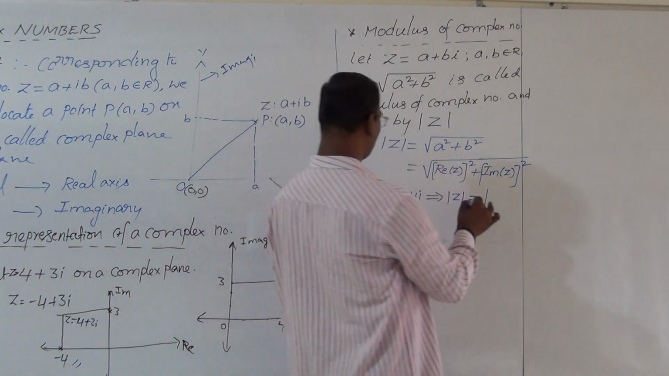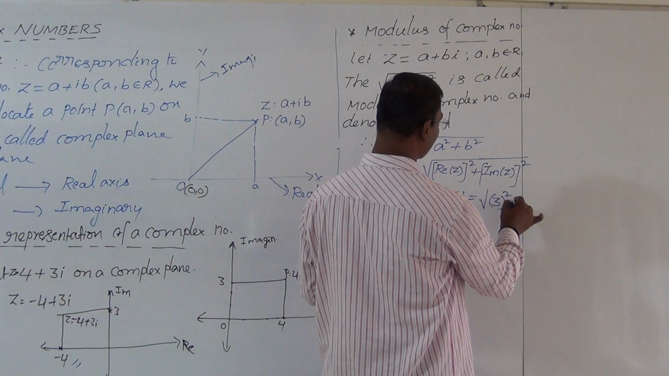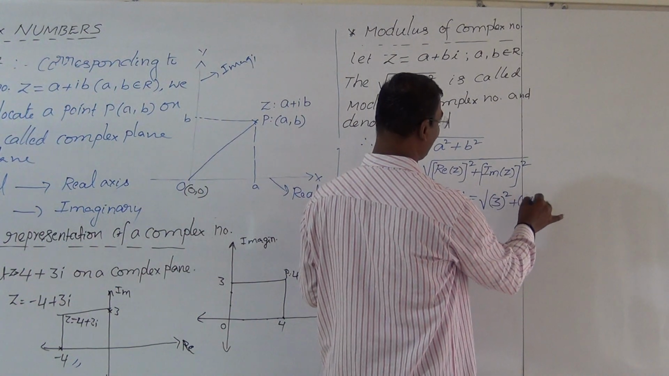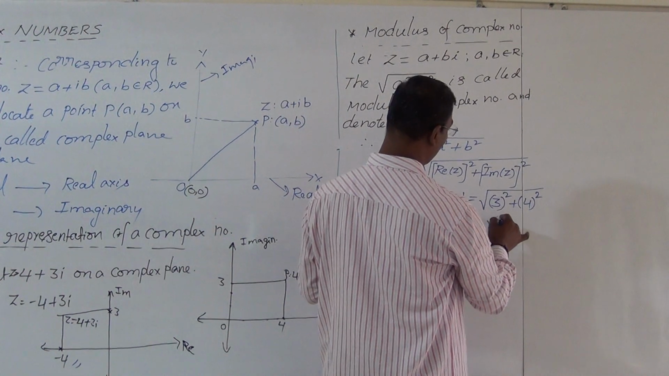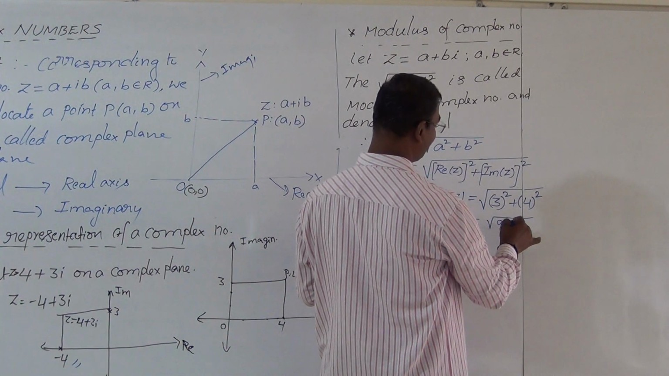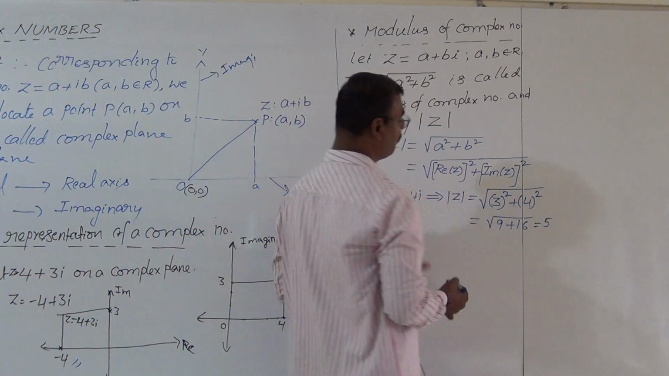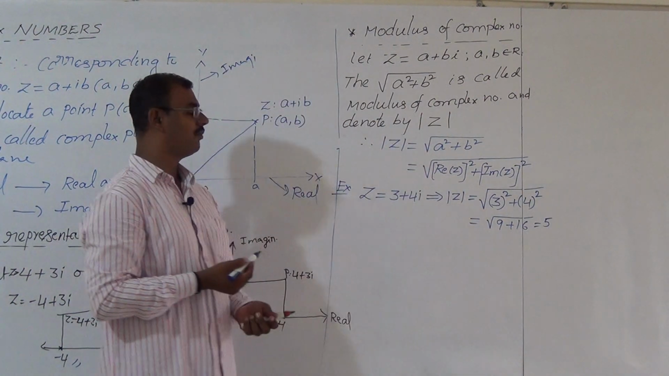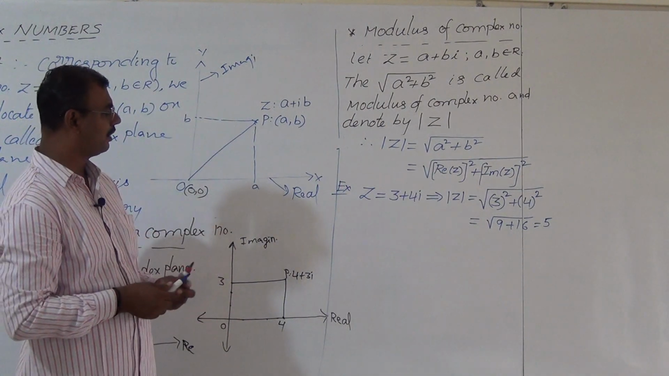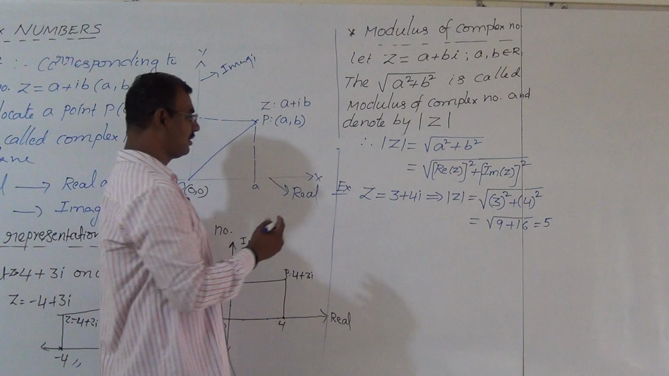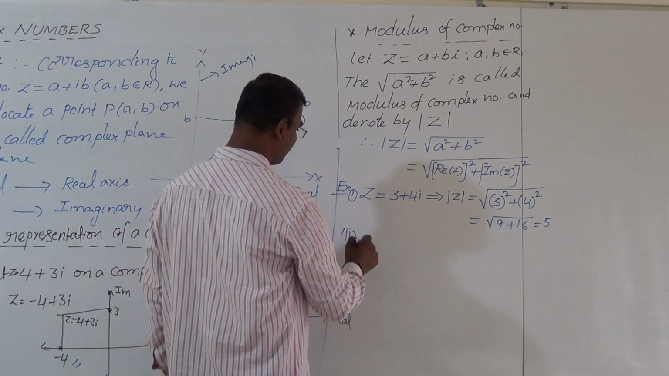So square root of 3 whole square plus 4 whole square is equal to square root of 9 plus 16, is equal to square root of 25. That is 5. This is the modulus of the complex number. Like this we can easily solve the questions. Not only this, we should do plenty of examples like this.